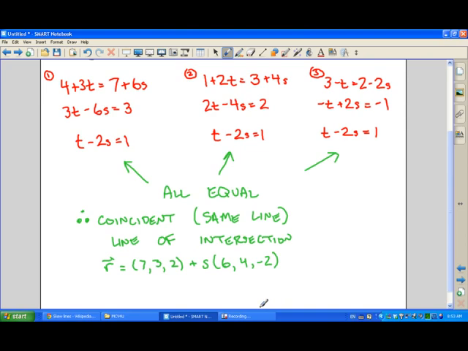So today, in this video, we've looked at three types of ways that lines can interact with each other. There can be a point of intersection. The lines can be parallel and never intersect. Or the lines can be parallel and intersect an infinite number of times because they are the same line.